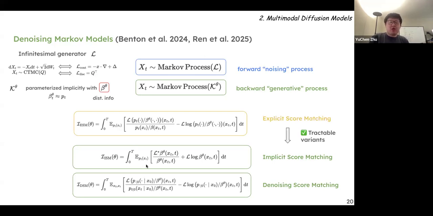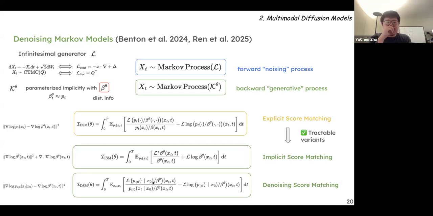Another more favorable choice would be to work with this denoising score matching variant, which additionally requires the conditional transition kernel of this PT. So while PT itself is hard to get, the conditional transition kernel is often given to us, or we can easily derive it. Just like in the Euclidean cases, this will be some Gaussian transition kernel with a time-dependent variance and mean.